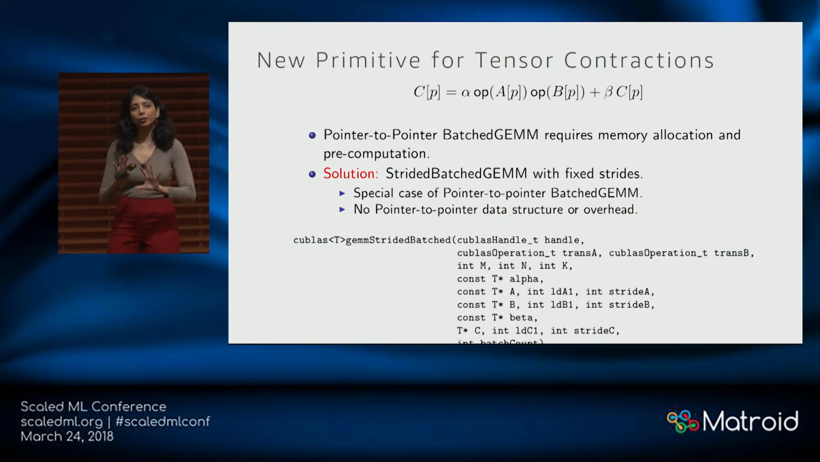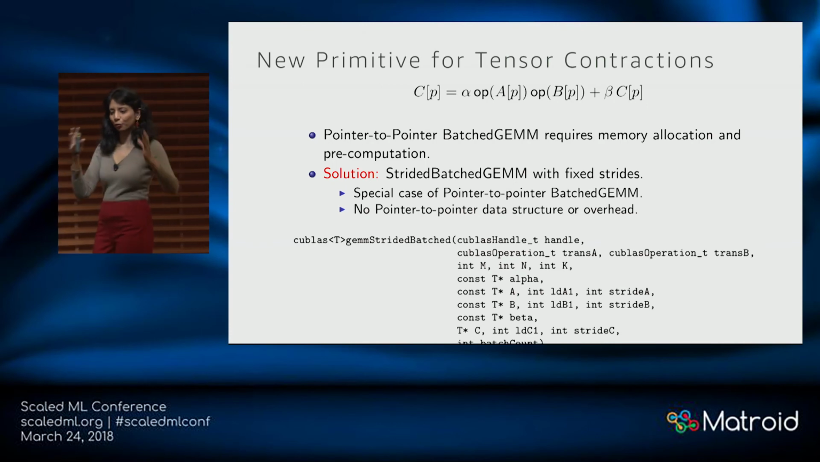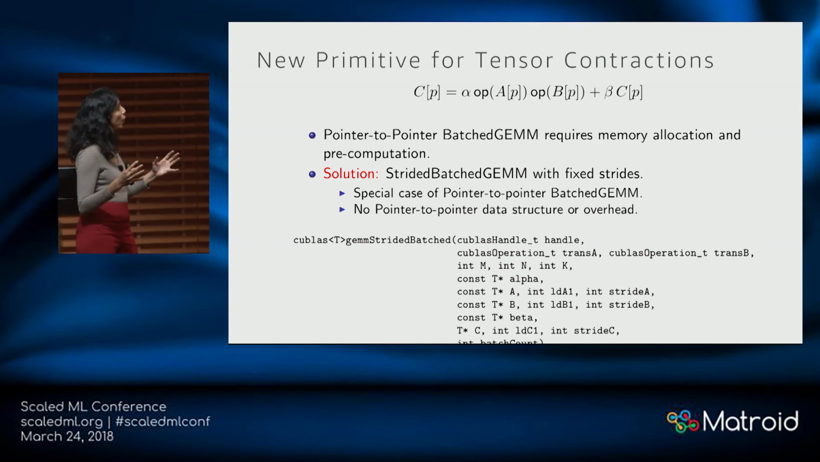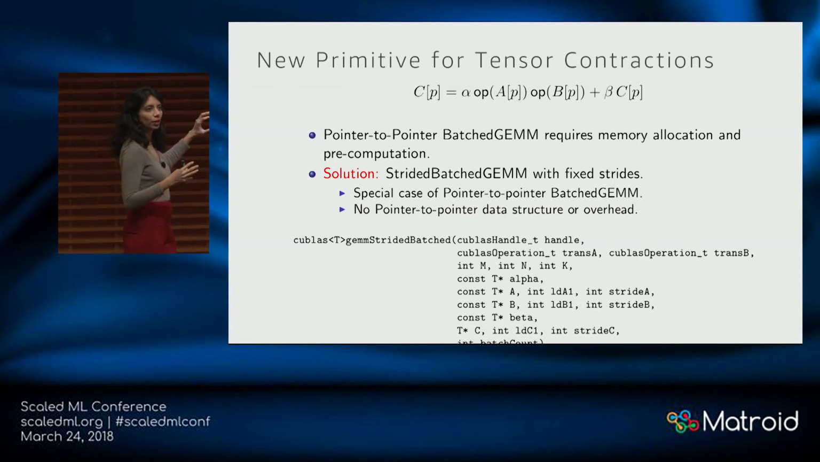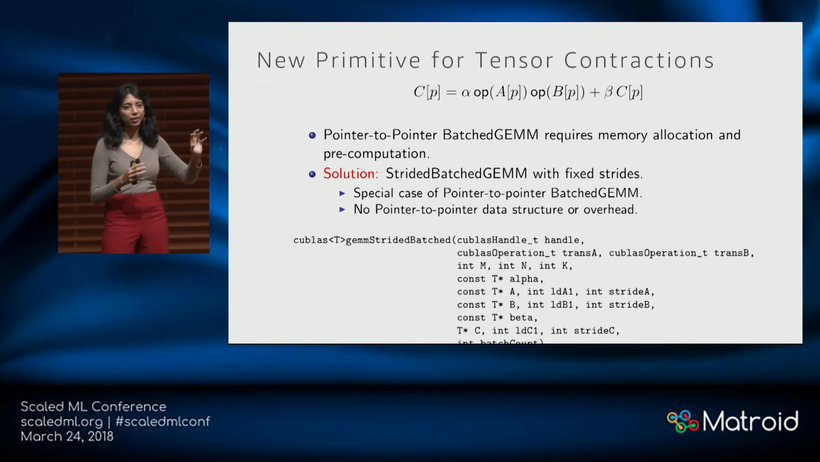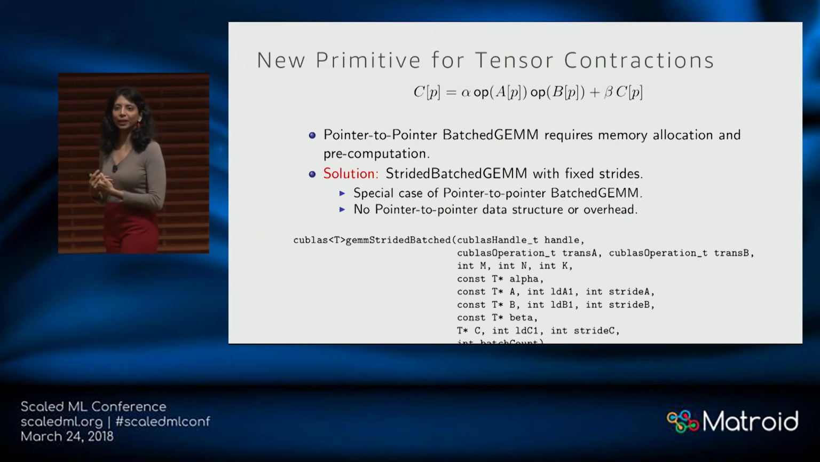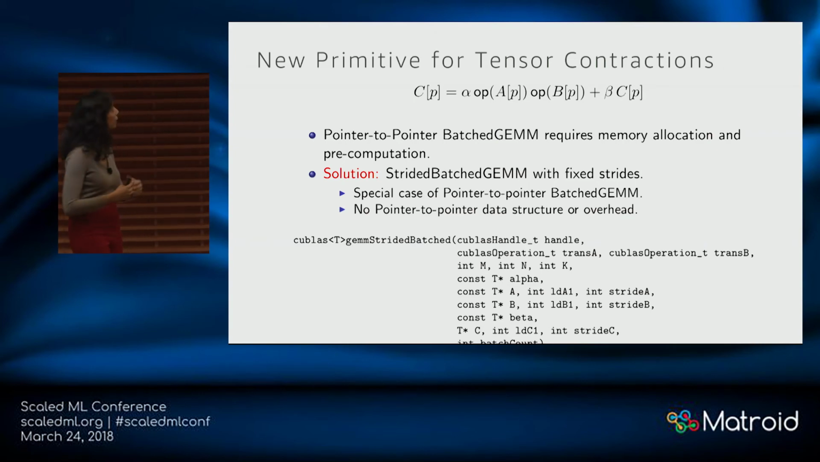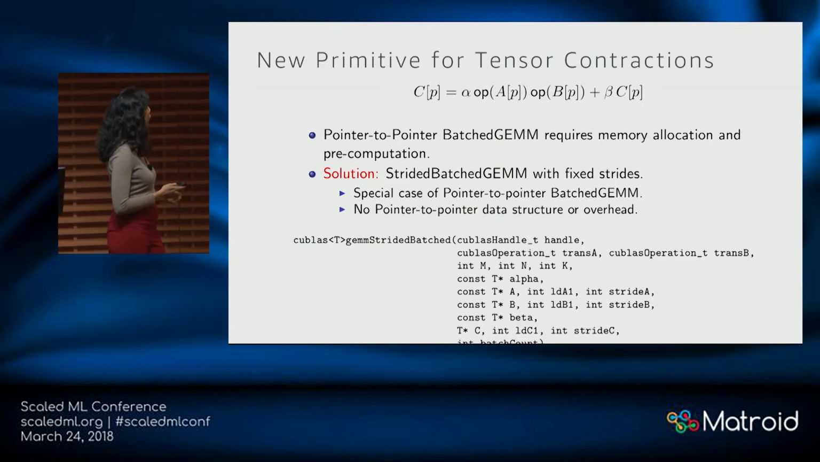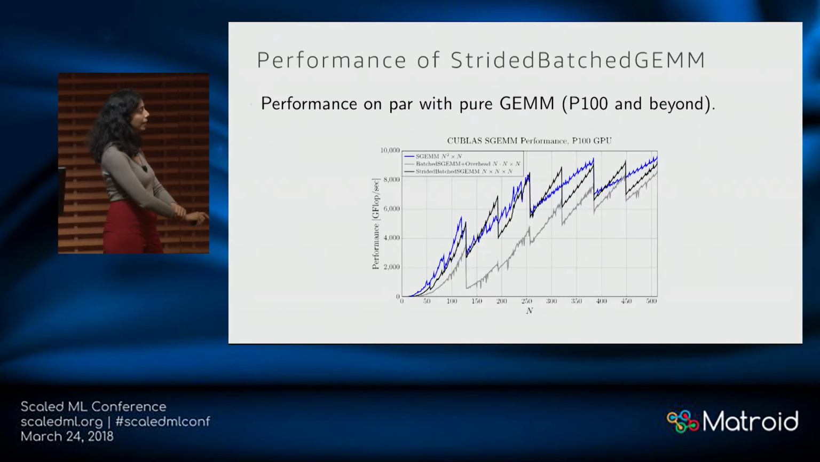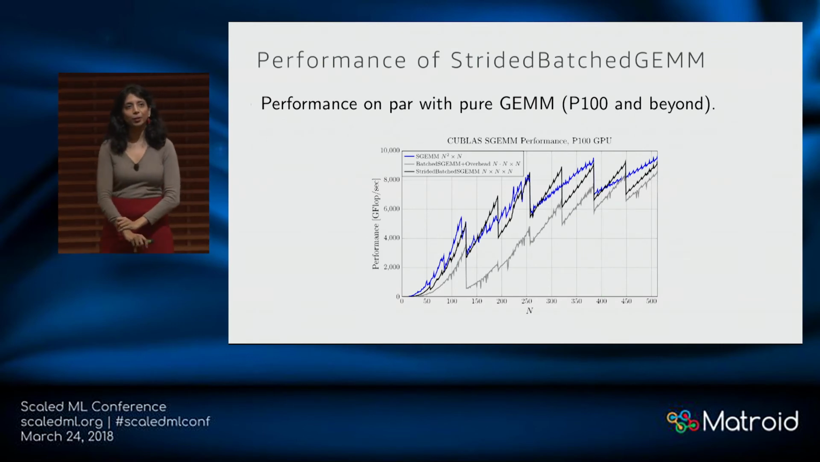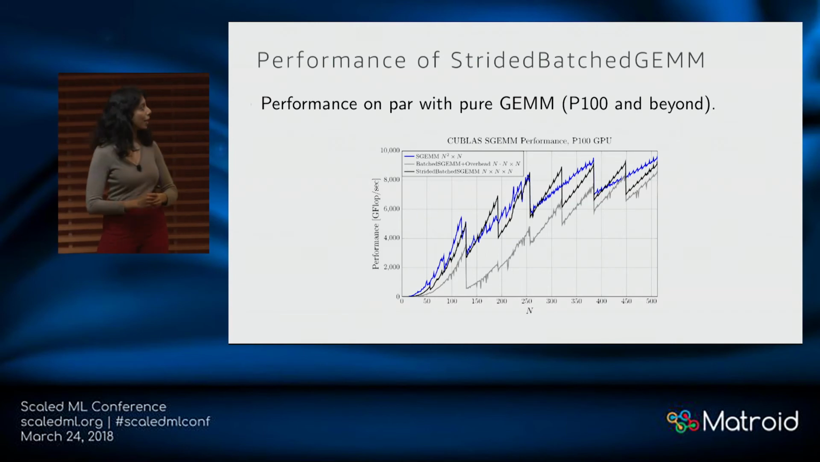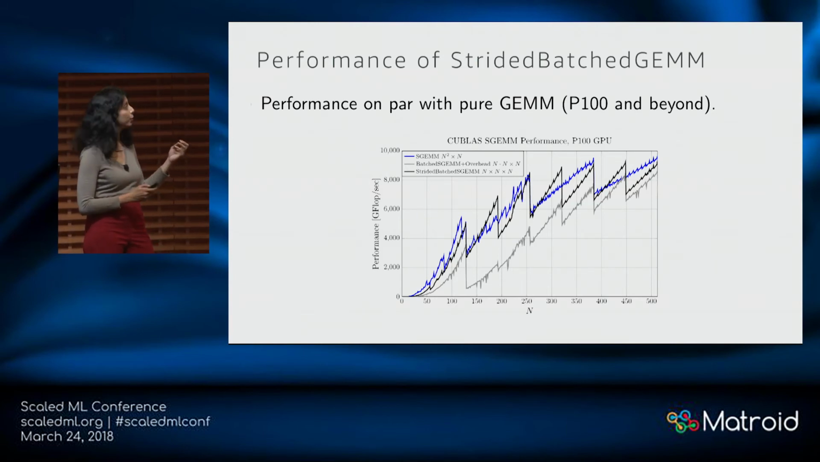And what we found was the general batch GEMM had too much overhead in terms of pointer allocation that was not needed for tensor contraction. So we specialized it and made it more efficient for tensor contractions. And this is now available in cuBLAS. So in CUDA, this is available for efficient multiplication. And it turns out, in terms of the performance, on Pascal GPUs and the more modern family of GPUs after that, the performance is very close to a single GEMM operation.